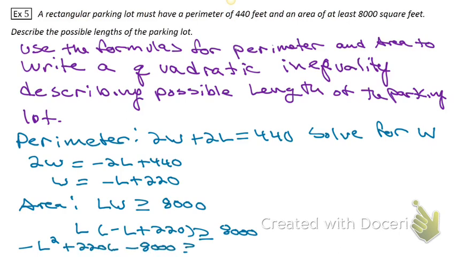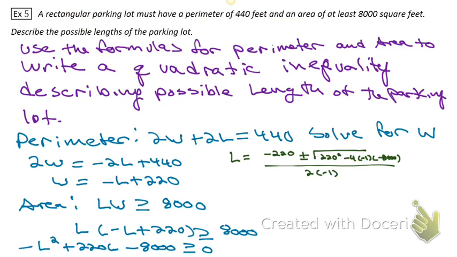And then I want to get the quadratic all solved for. I don't like a negative in front, but I'm going to deal with it. So I'm going to use the quadratic formula. A is negative 1, B is 220, and C is negative 8,000. So as you calculate the quadratic formula, you should be able to do this. Those are your two possible lengths.